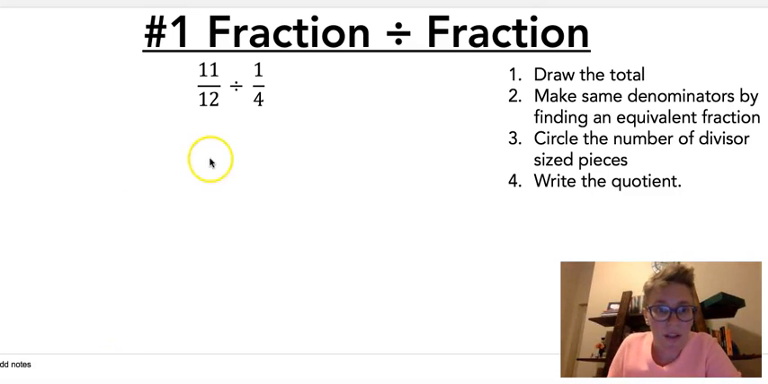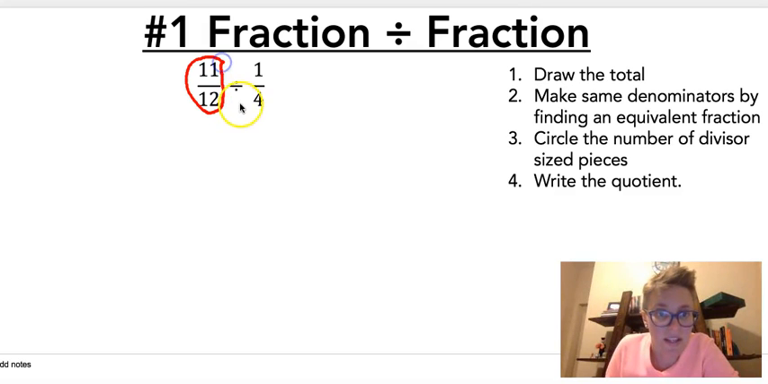All right, so first things first, we're going to look at this problem. It says 11/12 divided by 1/4. We know that the total is 11/12 because that's what's in front of the division sign. So we are going to draw 11/12.